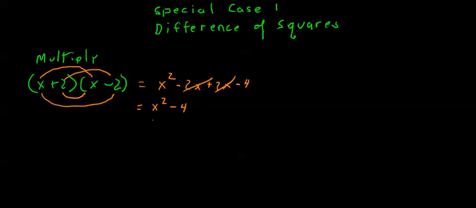This is called the difference of perfect squares.